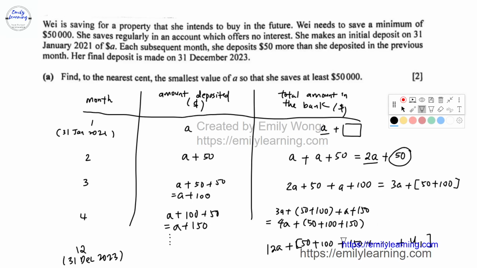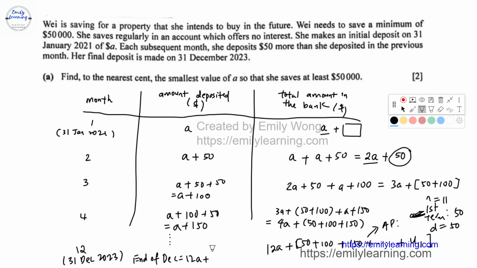We know that this portion here forms an AP, with the first term being 50 and the common difference being 50. So if I sum this up, at the end of December I'll have 12A plus 50 plus 100 plus 150 all the way to the 11th term. And this is an AP with 11 terms. Number of terms is 11. The first term is 50. The common difference is 50.